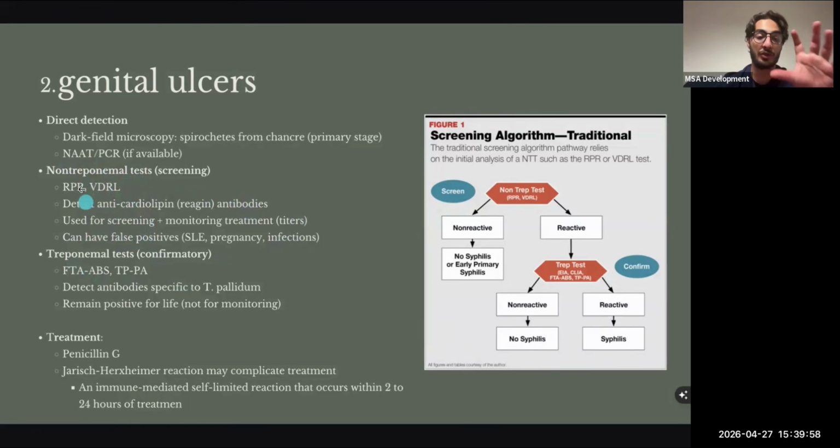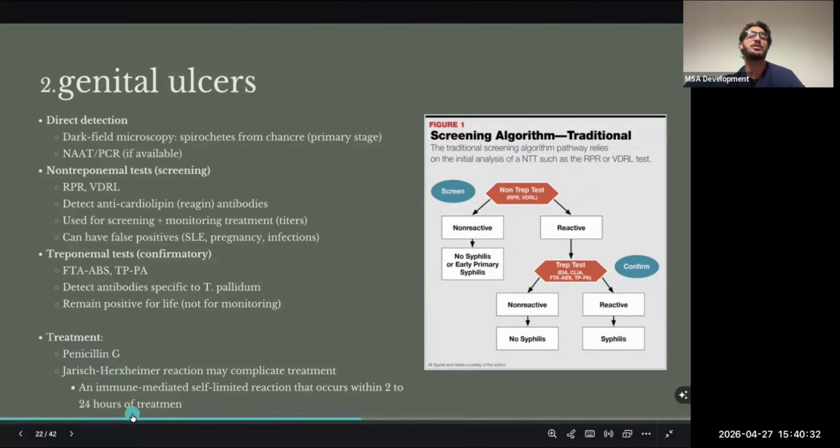Now, if you get a positive result with either one of these, then you would do the confirmation test, which is the FTA-ABS, the fluorescent treponemal antibody absorption test. These are antibodies specific to Treponema pallidum, and they're going to remain positive for life. These are confirmation tests, and this is the nice little algorithm. You screen with a non-treponemal test, either RPR or VDRL. If it's non-reactive, then it's not syphilis. But if it's reactive, then you would confirm it, and then you could confirm the diagnosis of syphilis.